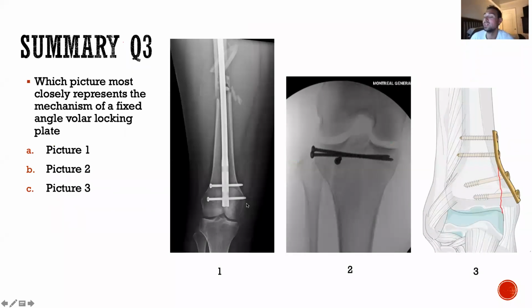But this is the advanced question. Which picture most closely represents the mechanism of a fixed angle volar locking plate? So 3 different types of fracture fixation being shown here. The first one intramedullary, second one some screws, the third one this plate down by the ankle. Which one of these is functioning similar to how a volar locking plate fixed angle is functioning?